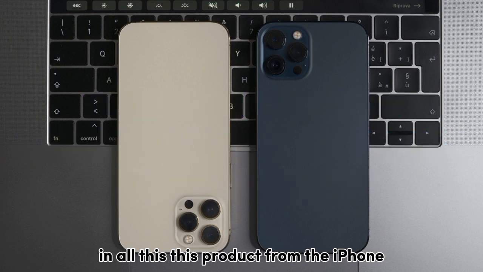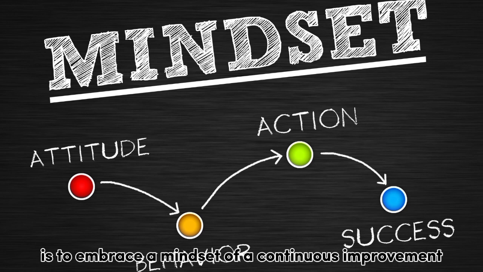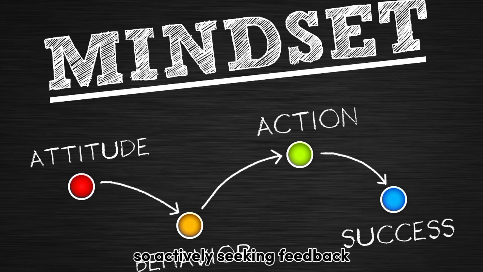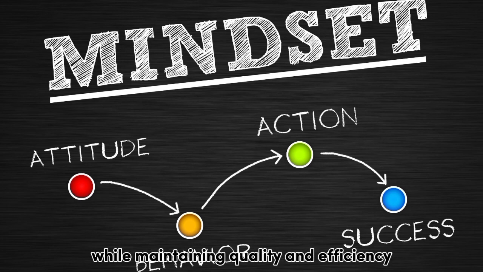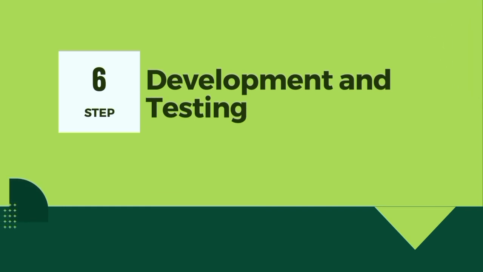So in all this, from the iPhone, the key is to embrace a mindset of continuous improvement. So, actively seek feedback po sila and na-adapt po nila yung strategies to effectively scale operations while maintaining quality and efficiency. Step 6, development and testing.